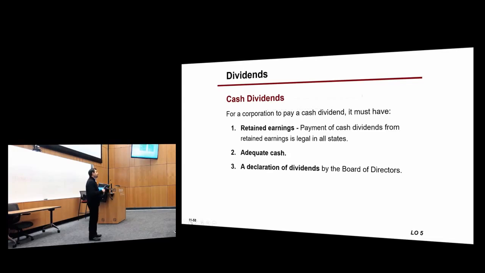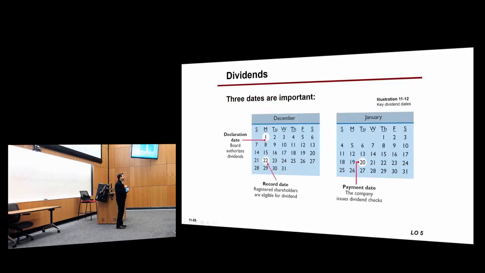There are three important dates when it comes to payments of dividends. Okay? The first thing is when the board of directors declare dividends. They decide that, okay, we made enough profits and we would like to share them with our shareholders, so we will declare such and such dividends.